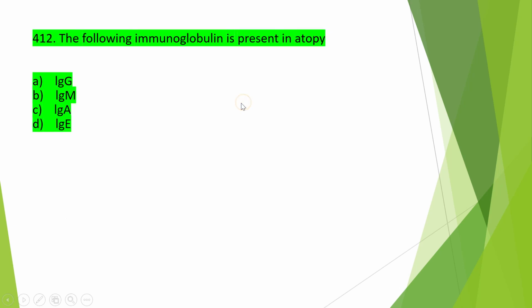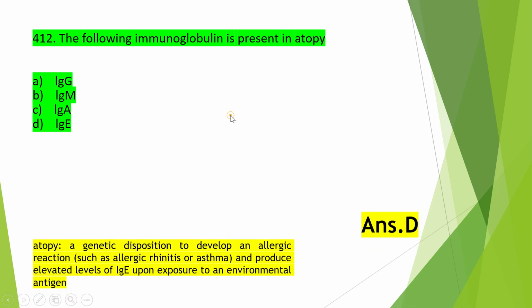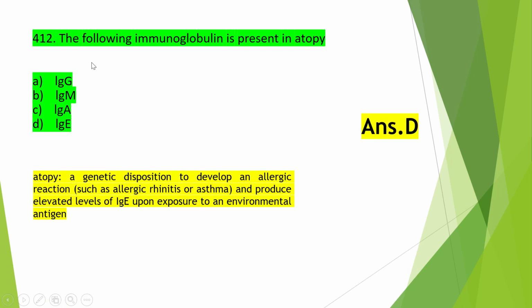Okay, so this is the way of the alternative pathway. So move on to the next question: which of the following immunoglobulins is present in atopy, IgG, IgM, IgA or IgE? The right one is option D, IgE. So the immunoglobulin present in atopy is IgE.